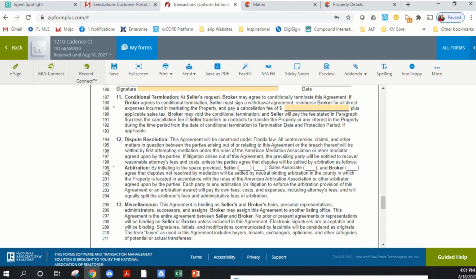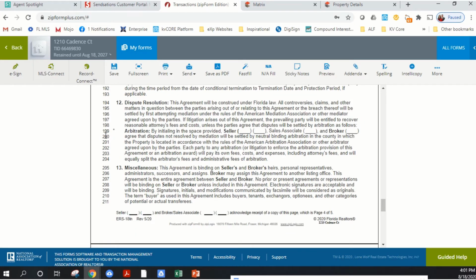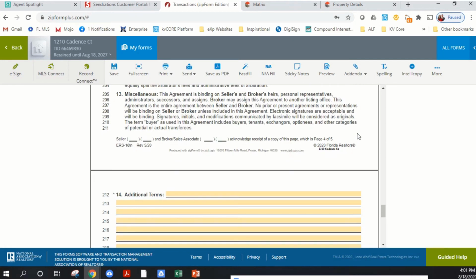It's so easy to forget when you're signing this document, either digitally or in person, to forget number 199. It's called arbitration. The seller must sign there. You must sign it, and Andrew Schock must sign this right here. That's an eXp rule.